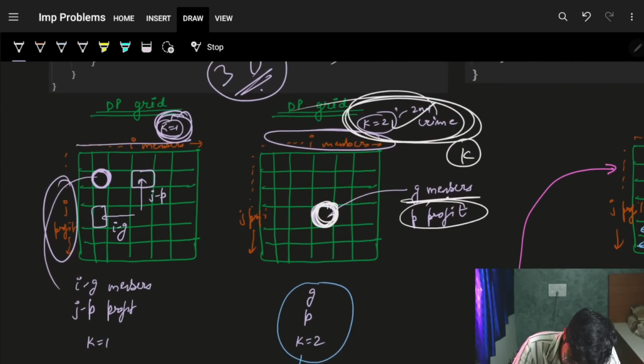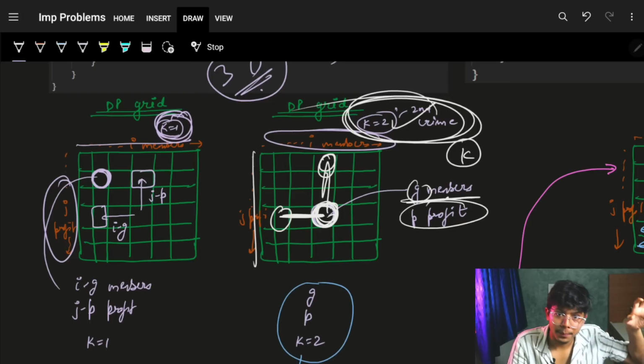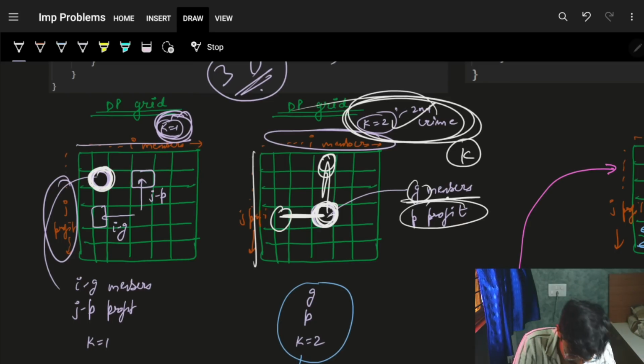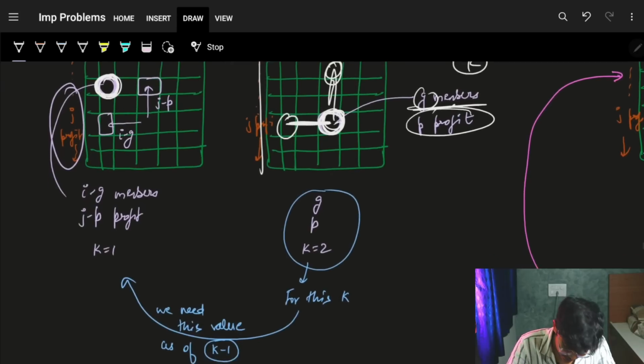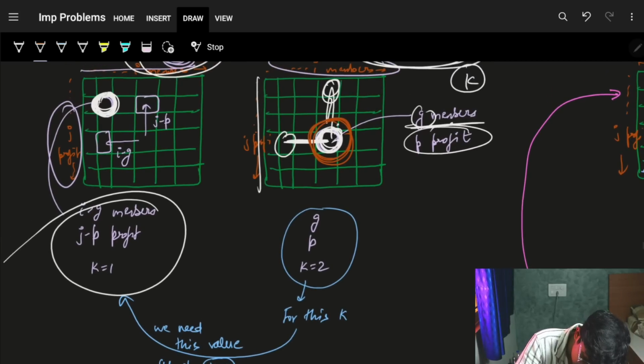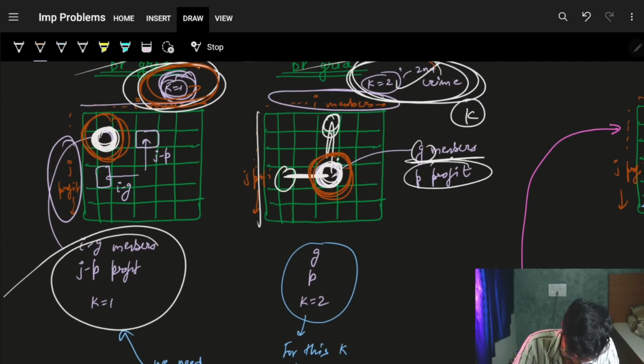Now let's see back. I minus G will be like backwards and J minus P will be top. So I'm concerned about the location right here of my k minus 1, of my k equal to 1. For k equal to 2 of this location, I'm concerned about k equal to 1 of the location right here.